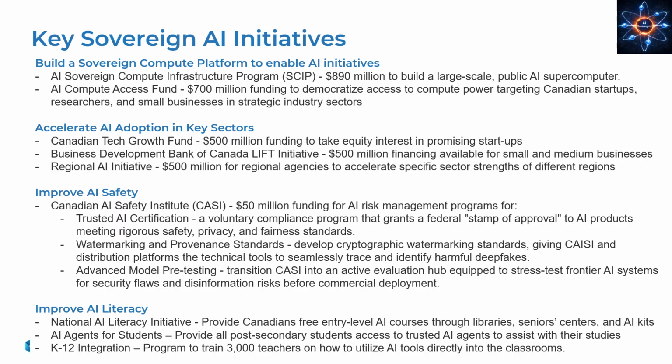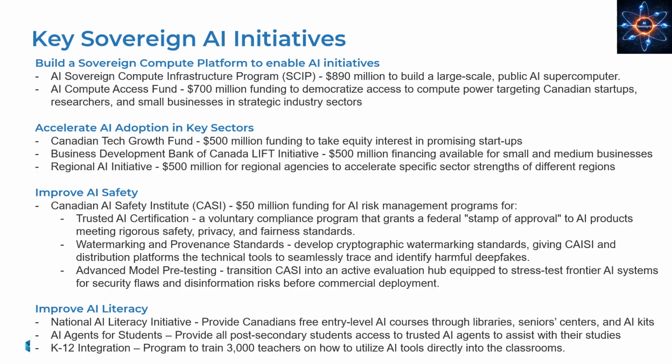And there's also the Canadian AI Safety Institute, which is receiving $50 million worth of funding to focus on AI risk management programs, which includes a voluntary program to check AI products to ensure that they're safe to use, to promote watermarking and provenance standards. Provenance, if you're not familiar with that term, is metadata that tracks the origin of data and all the changes made to it. It's a great thing to have to expose deep fakes.